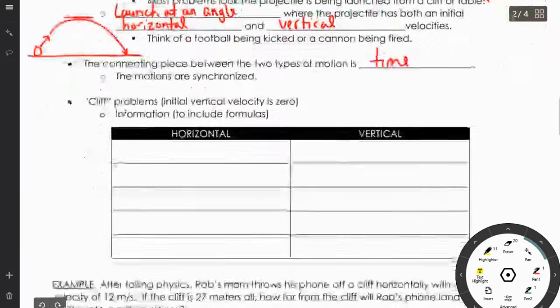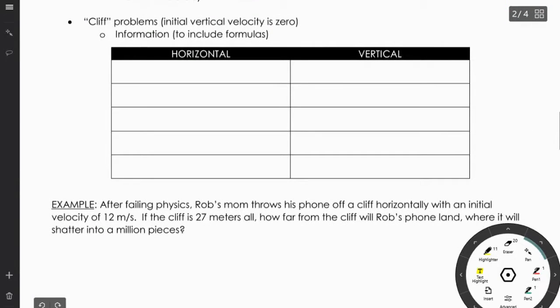Okay, so what this video is specifically about is these cliff problems. When I mention cliff, it's launched horizontally, where the initial vertical velocity is 0. An easy way to look at it is how the formulas break down, and what the key parts are in the horizontal and vertical motions. So if we look on the horizontal side, our VOX, our initial velocity, will be our final velocity at the end, and it's going to be our only velocity given.